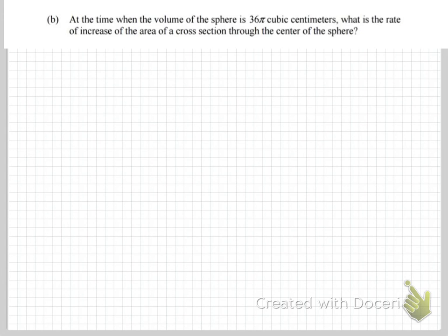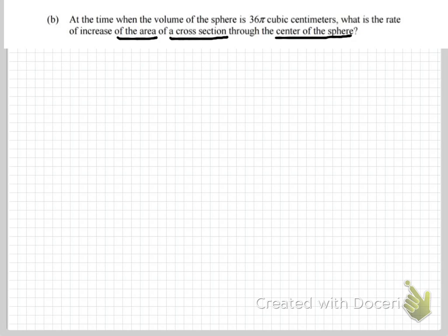So let's go now to question number 2. Now, the tricky thing about this question is that you might not even really understand what it looks like, right? So let me read the question. At the time when the volume of the sphere is 36 pi cubic centimeters, okay, so we're still talking about a sphere, what is the rate of increase of the area of a cross section through the center of the sphere? Wow, that's a lot of ofs and throughs and things like that.